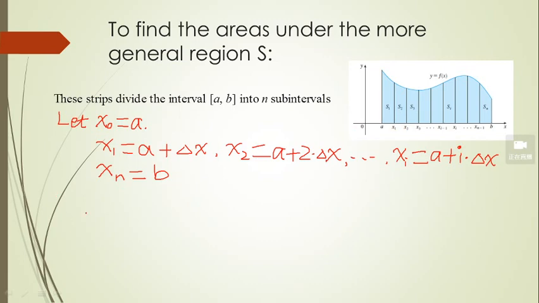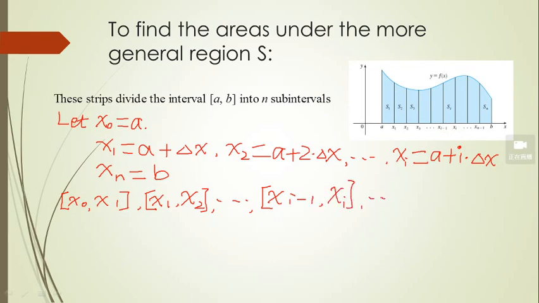Now what are those subintervals? We can write them this way. The first subinterval is x0 to x1. Then x1 to x2 is the second subinterval, and the i-th subinterval should be xi minus 1 to xi.